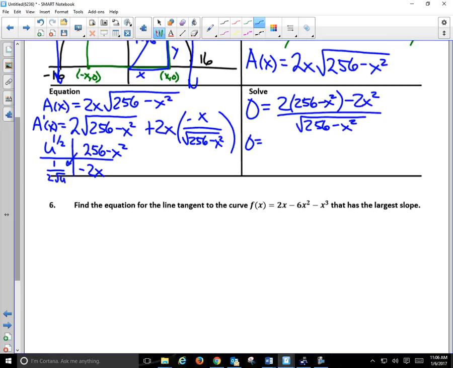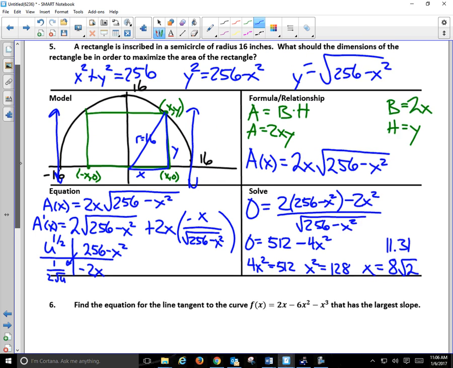So we have 0 is equal to 512 minus a total of 4x squared. Is that something we can solve? Yeah. So 4x squared equals 512. So x squared is 128. Is there a perfect square that divides evenly into 128? 64. So we get 8 roots of 2. Or if you want to write in decimal form, 11.31.